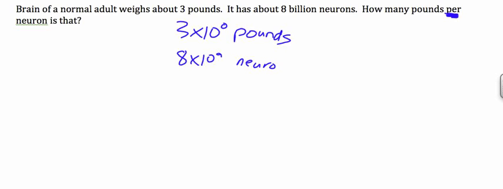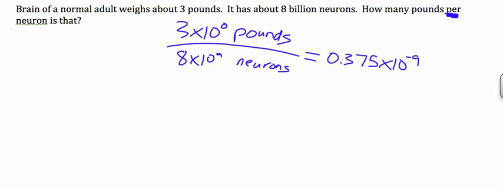And the word per means divide. If you're looking for the cost per pound, it's the total cost of something divided by the number of pounds it is. That would give you the cost for an individual pound. So if we're looking for the pounds per neuron, we divide those numbers. 3 over 8 is 0.375. Okay, and 0 minus 9 is times 10 to the negative 9.